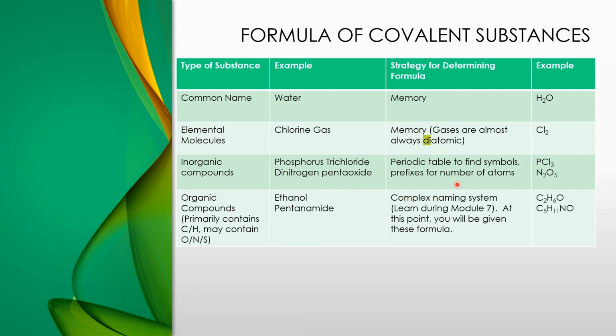The strategy here is use the periodic table to find the symbols, use the prefixes to find the number of atoms. So the one that's next to it here, dinitrogen pentaoxide. Di meaning 2, there are 2 nitrogens. Penta meaning 5, there are 5 oxygens for pentaoxide.